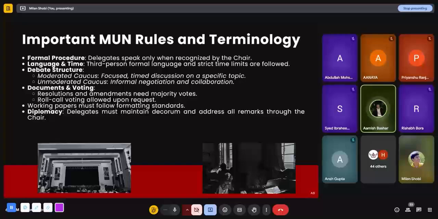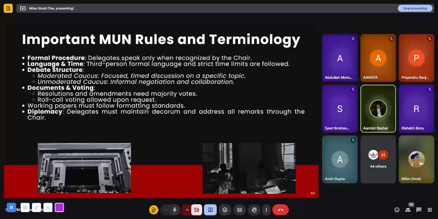Also, there are points of order and inquiry. A point of order is used when a delegate makes a factual or procedural mistake while speaking. And a parliamentary inquiry is used when you're confused about procedure. For example, "Can we motion for a new caucus?"